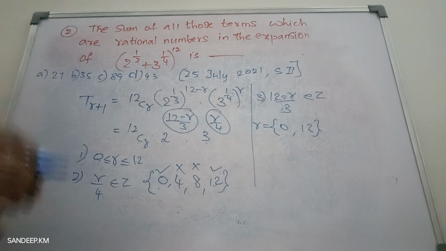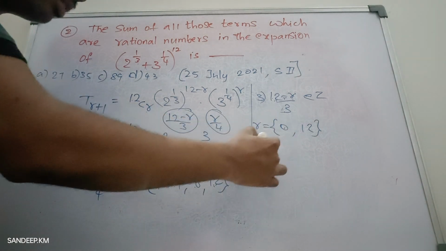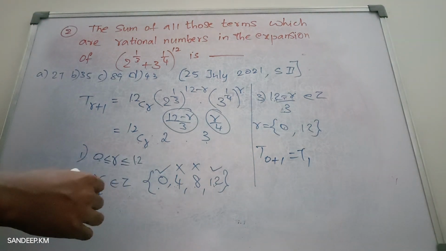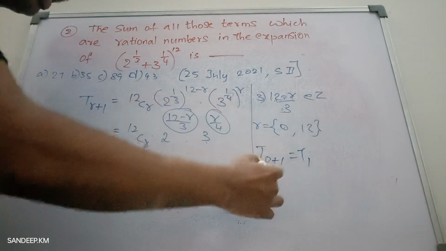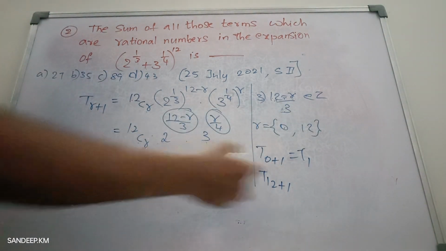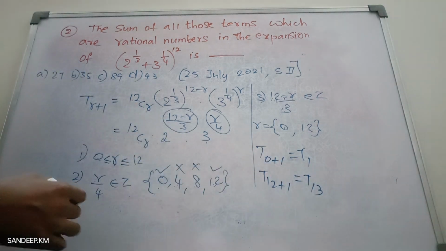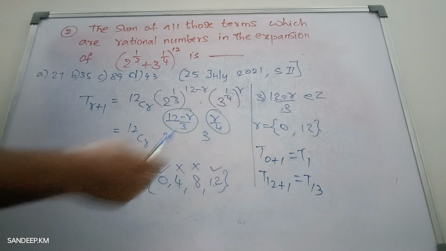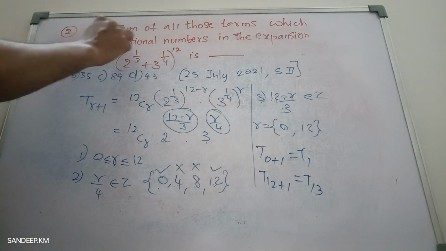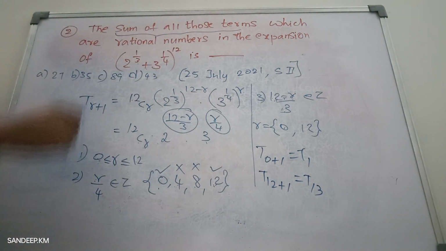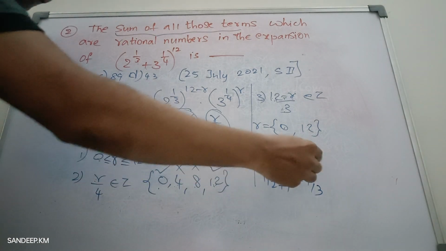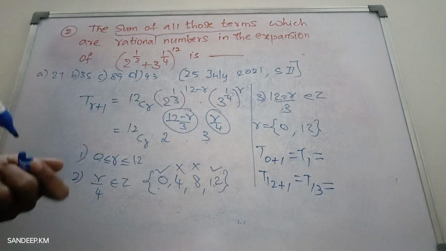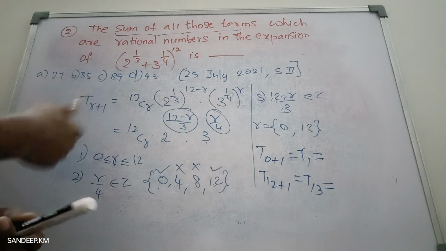So let us see who the rational terms are. When r is 0, the term is T(0+1), which is nothing but T1. The first term is a rational term. And when r is 12, it is T(12+1), that means T13, the 13th term. Only 2 terms are rational terms: the first term and the 13th term. And what are we supposed to do here? Find the sum of all those terms which are rational. So we are supposed to find the value of T1 and the value of T13 and add their values, right? Now let us see what the T1 value and T13 value are.